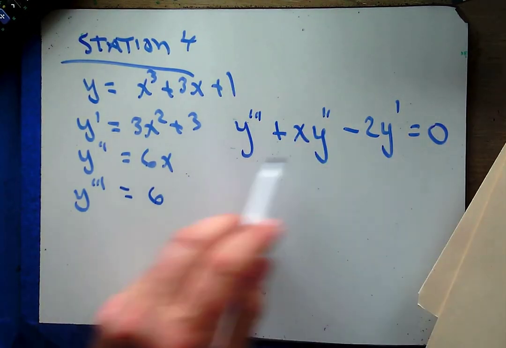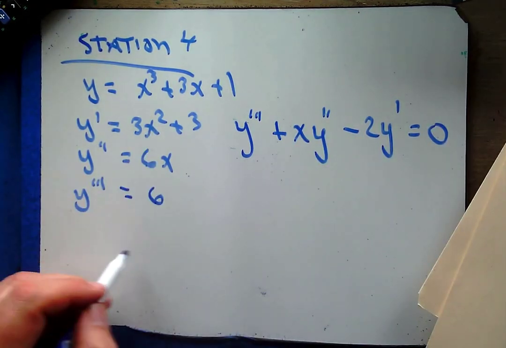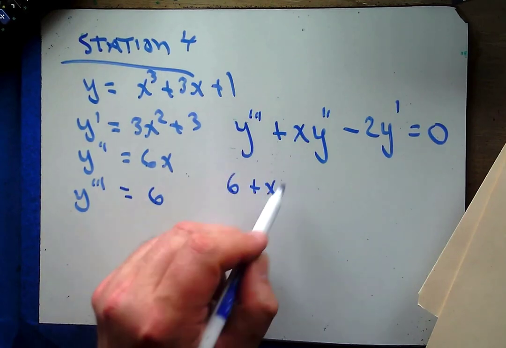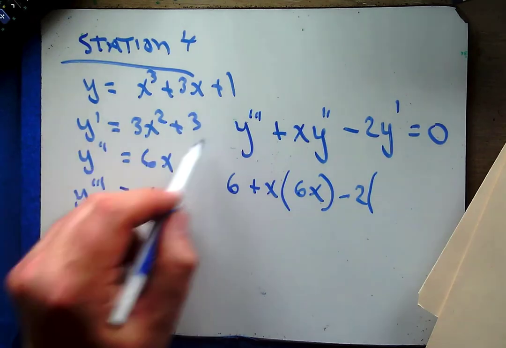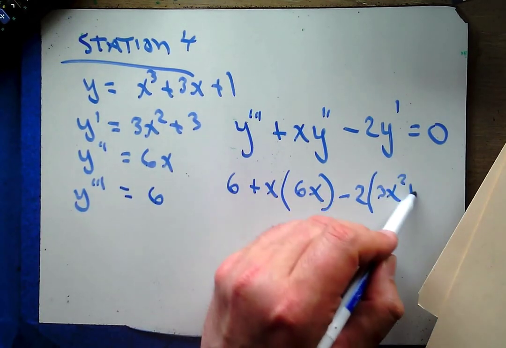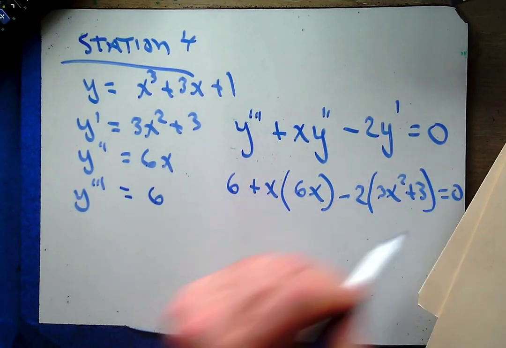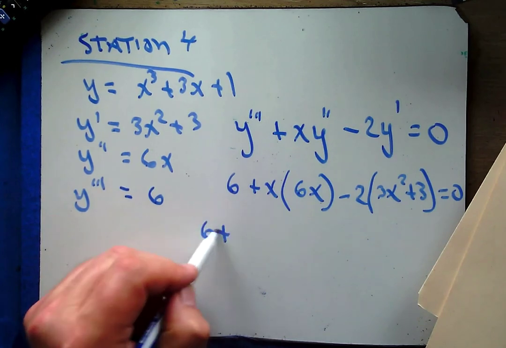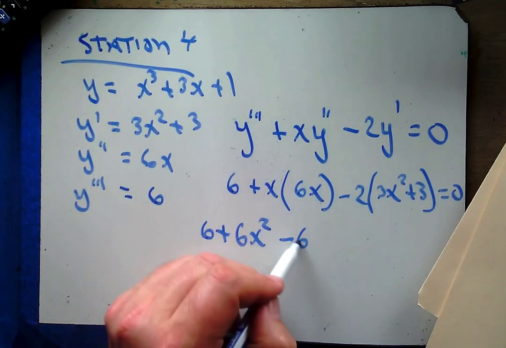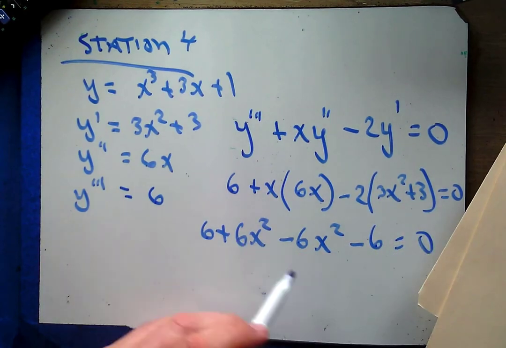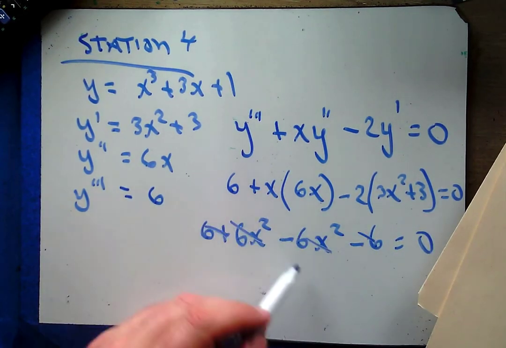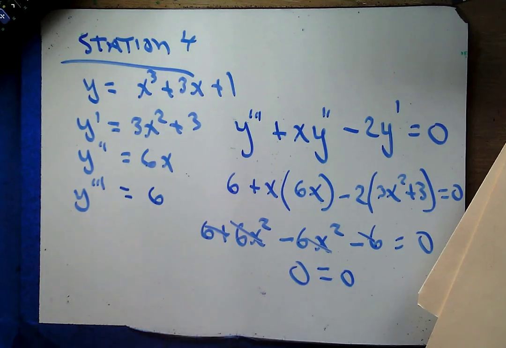So let's substitute in what we know. That's going to be 6 plus x times 6x minus 2 times (3x squared plus 3) equals 0. So that's 6 plus 6x squared minus 6x squared minus 6. Hey, look at that. Those cancel, 0 equals 0.